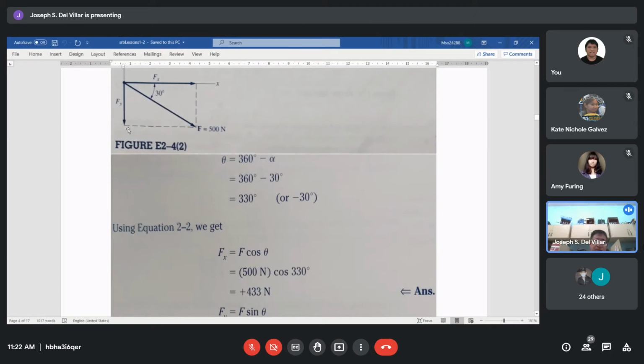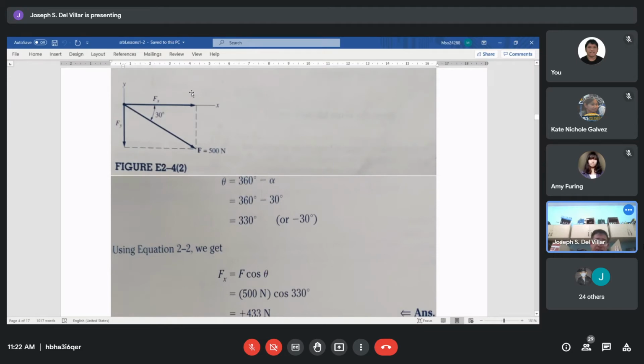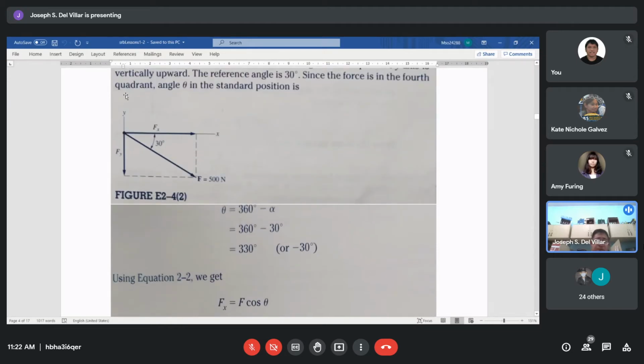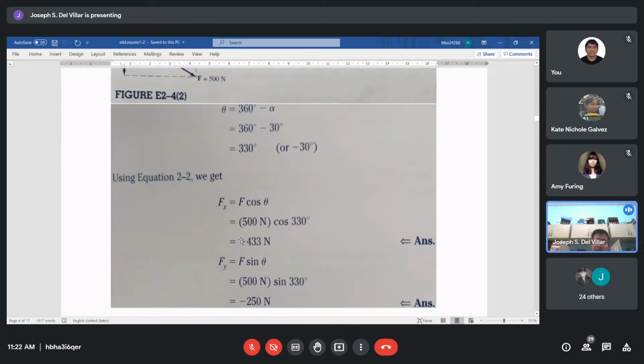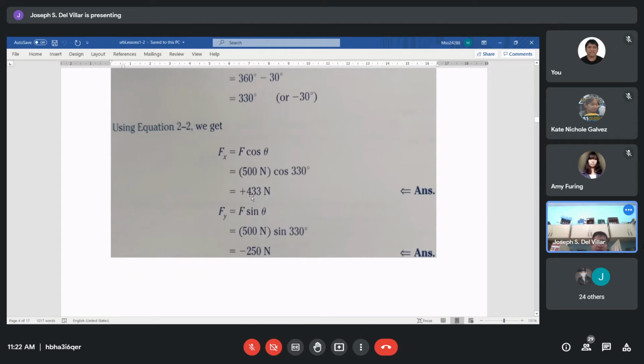Vertically down, negative. Itong Fx directed horizontally to the right, positive. Now, kapag from the origin, vertically up, that is positive. And from the origin, going horizontally to the left, that is negative. So dito Fy is negative because it is vertically down. Fx is horizontally to the right, that's why it is positive. So these are the final answers: positive 433.01 newtons, negative 250.00 newtons. Because as I've said, 2 decimal places.